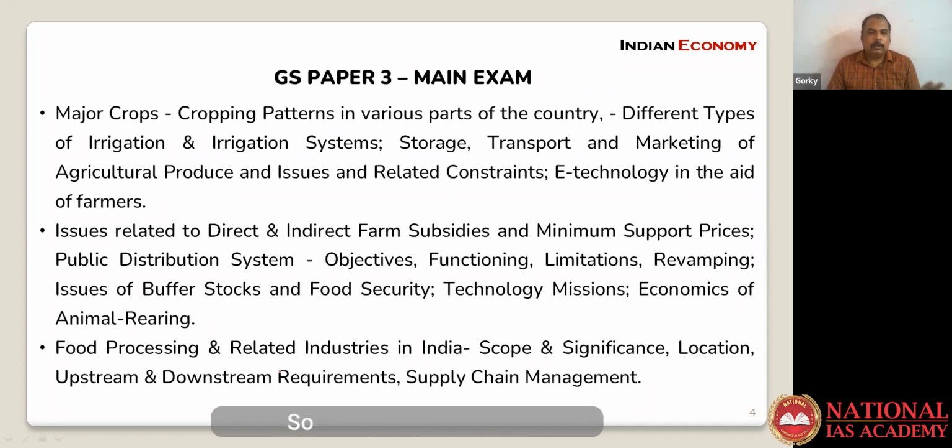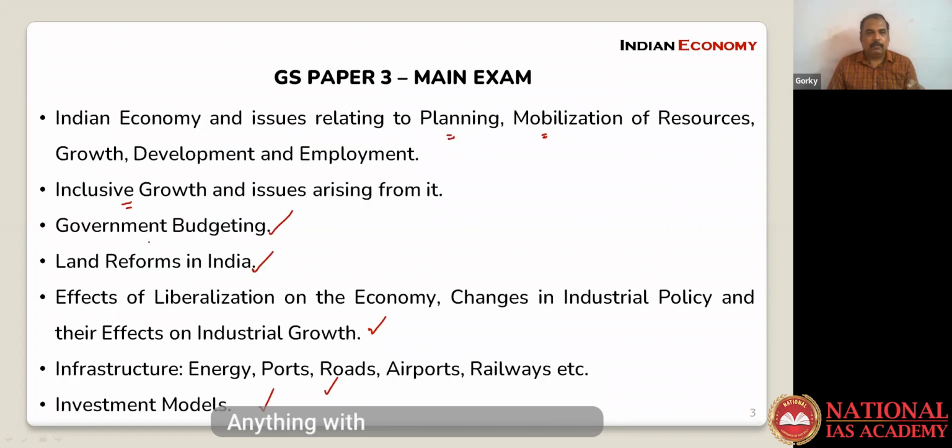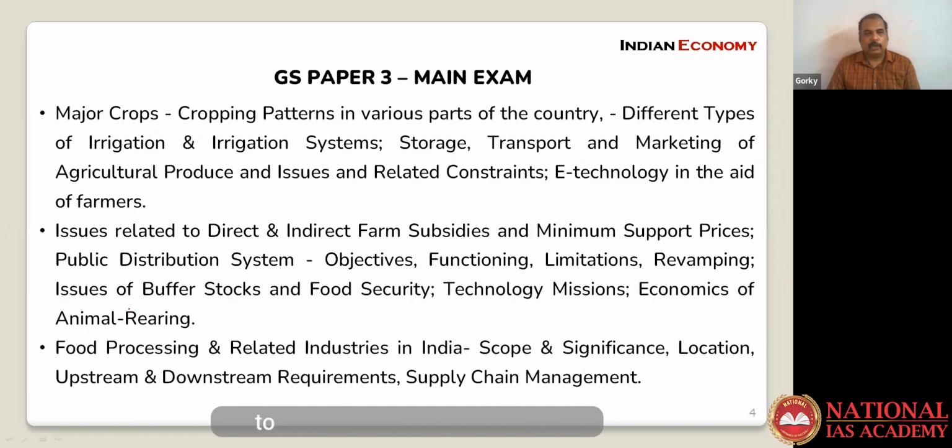For preliminary also, you can take this as a guideline. If there is any news with respect to agriculture, anything in PDS, food security, buffer stock, or technology missions, say, for example, the new technology mission for oil palm that has been introduced, these can be reflected in the prelims. So the mains part you can take up as an issue for prelims also. Clear? In that way, you can have a broader scope on how your answers are going to be.